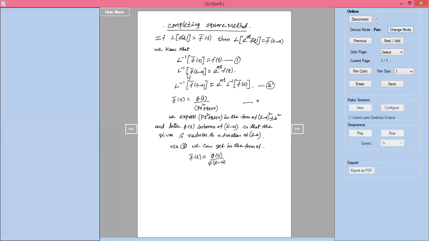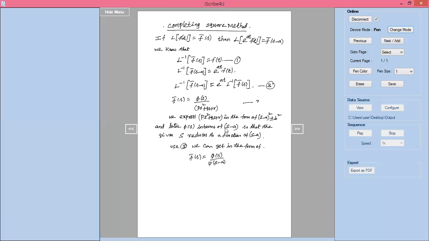L inverse of f bar of s minus a is nothing but e power at into f of t, and e power at into f of t is nothing but L inverse of f bar of s. That f bar of s I will take, and do the completing square method on ps square plus qs plus r. We write it in the completing square form, and replace pi of s so that it reduces to s minus a. We will do that now.